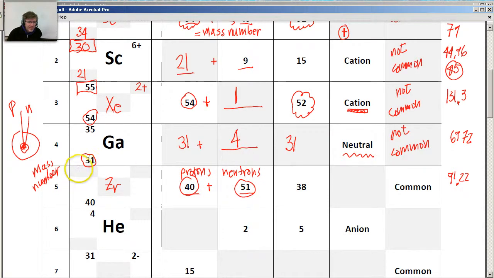40 plus 51, 91. In fact, another word for these, you don't need to know this, you can ignore this for a little while: nucleons. Everything in the nucleus is called a nucleon. Nucleon. Alright.